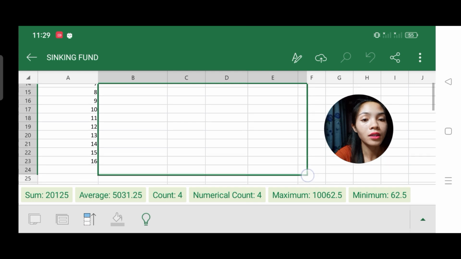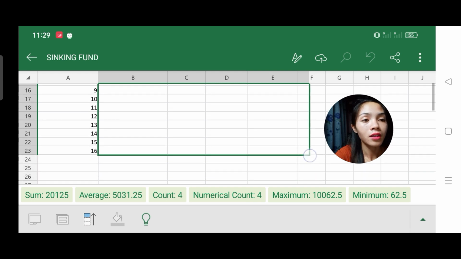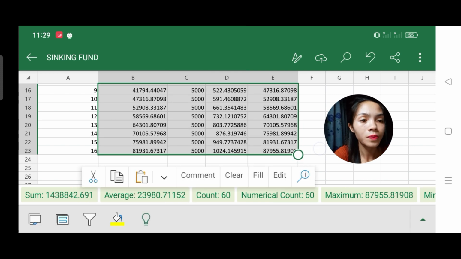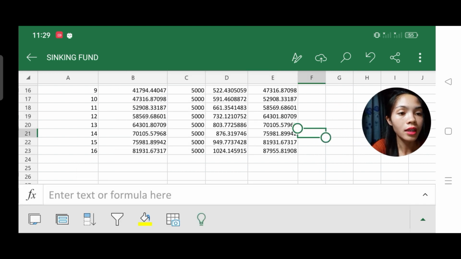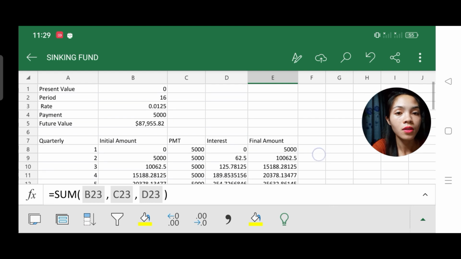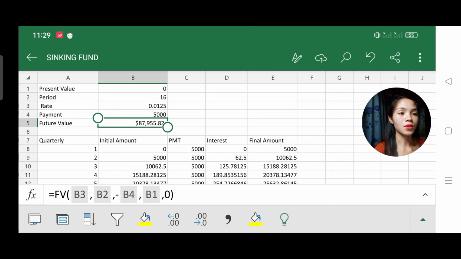Our goal here is that our future value at the top and the one below become equal. Our future value here at the last part is 87,955.8198. Let's check if they are the same. And yes, it is the same. So we have a future value of 87,955.82 when we deposit money for 4 years quarterly with an interest rate of 5%.